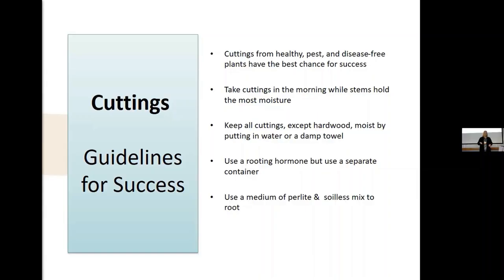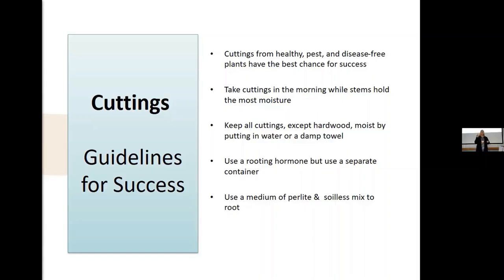You also want to take your cuttings first thing in the morning. That is when the plant holds the most moisture, so you want to take those stems when they have the most moisture. Also, for particularly herbaceous and softwood cuttings, you want to keep those moist between the time you cut them and the time you process or plant them. Use a wet paper towel or put them in some water just to keep them there until you can process them.